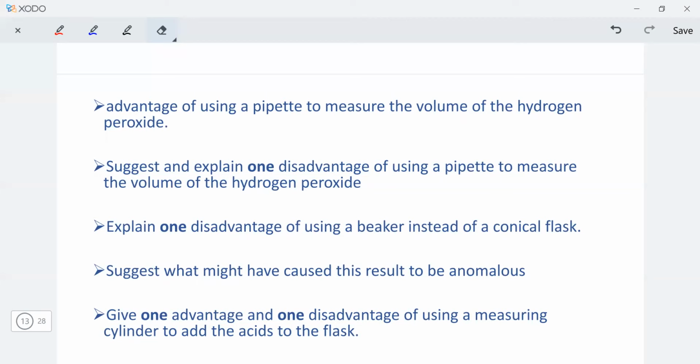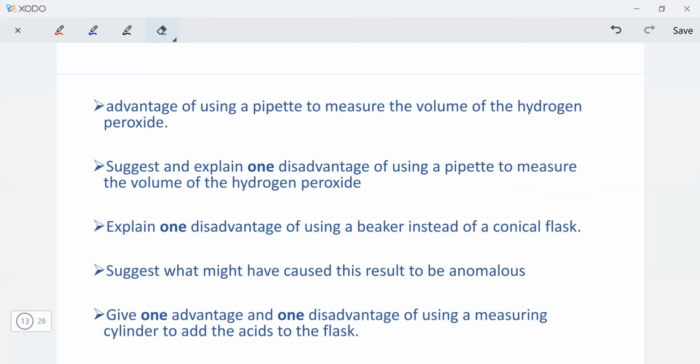Suggest what might have caused the result to be anomalous. If this experiment is a titration, what would cause the anomalous result is that I overshot the end point. How can I avoid this? Again, an anomalous result in a titration is that you overshot the end point. So how can I avoid this? Repeat the experiment and watch the change in color carefully.